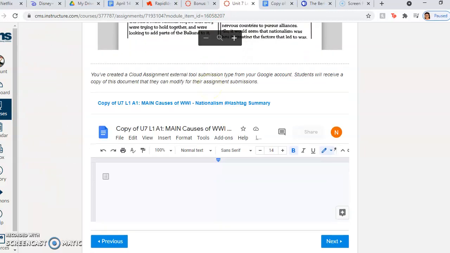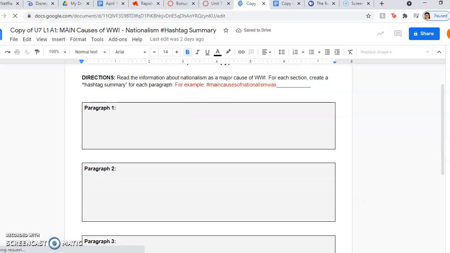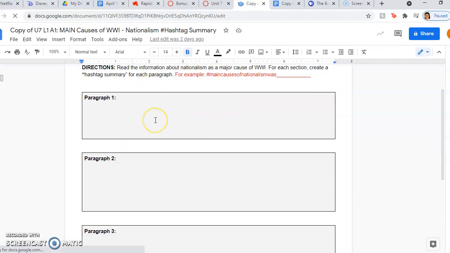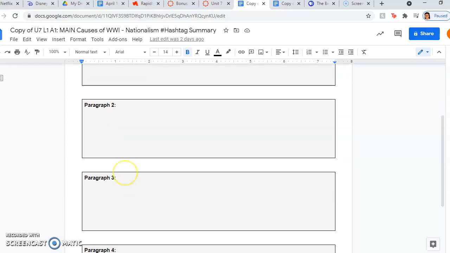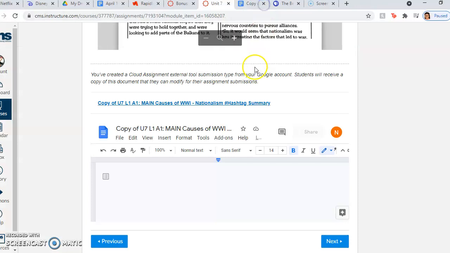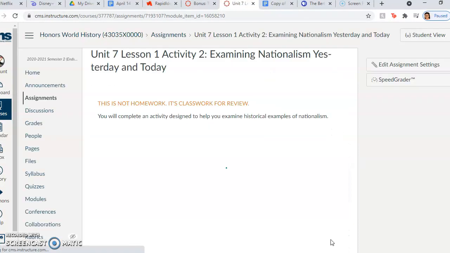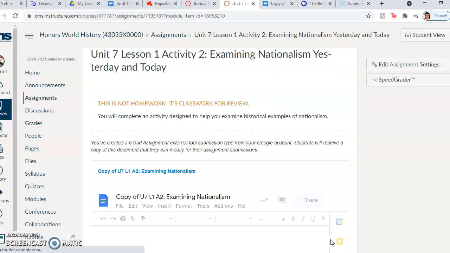Then the hashtag summary is a document in which you were just supposed to summarize what happened in each paragraph. These should be long. The first one could be short, but paragraph 2 was rather long, so it should be more than one hashtag. And then 3 and 4 continue. Thank you to the 13 to 15 people who already turned in that assignment. Then we go back to lesson 1 and we click next because we are learning about nationalism.